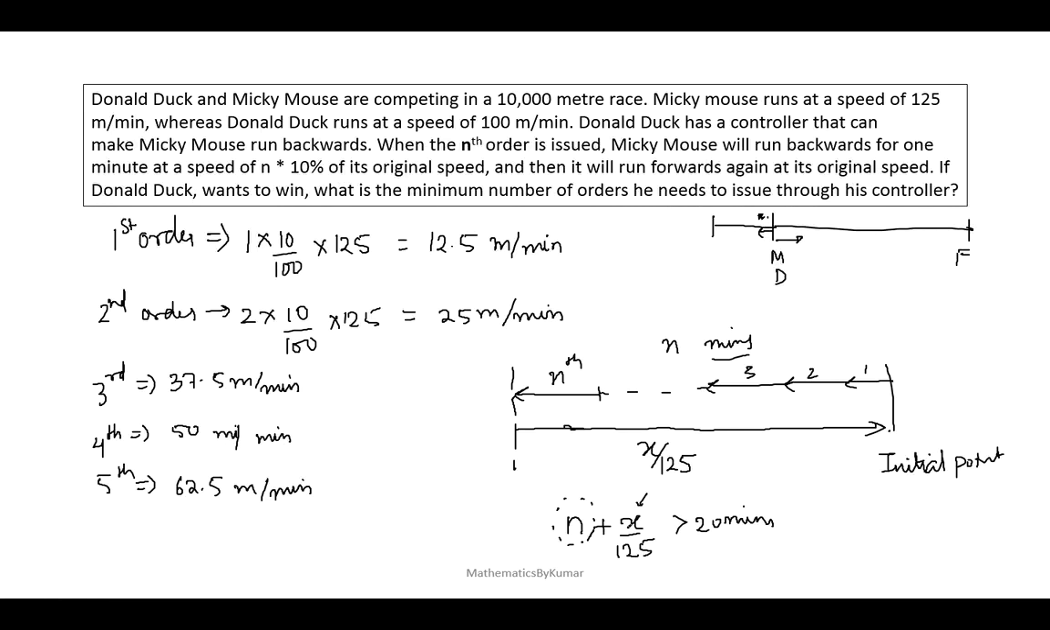What is this x? How do we find x in terms of n, so that we can go ahead and solve this equation? Now, x is nothing but the total distance he's going back, the total distance that he's covering. Remember, this n is the time, this is not the distance. The total distance is x.